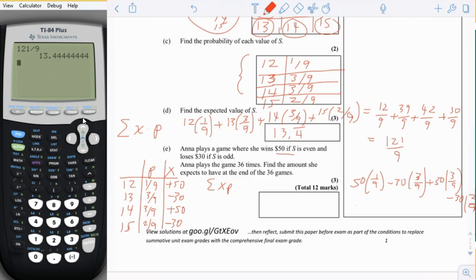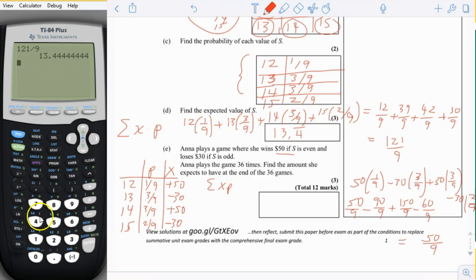So it's going to be 50 ninths minus 90 ninths plus 150 ninths minus 60 ninths. Okay, so if we add the numerators up, we're going to have negative 40 plus 150 is 110 minus 60 is 50. So we're going to have 50 ninths.